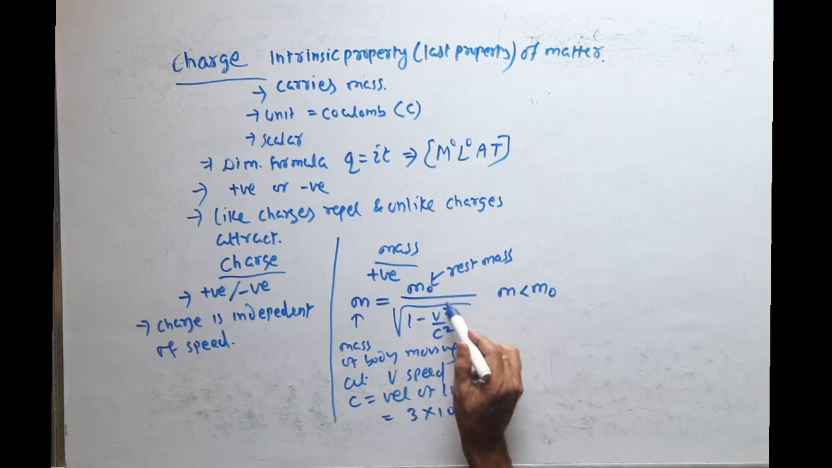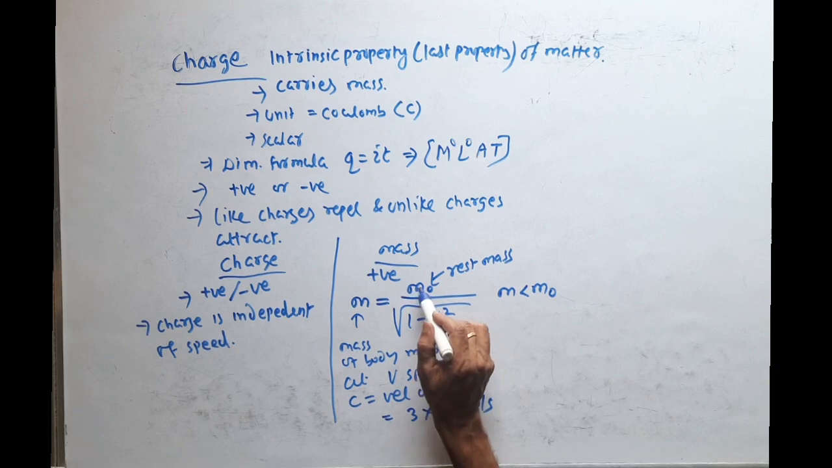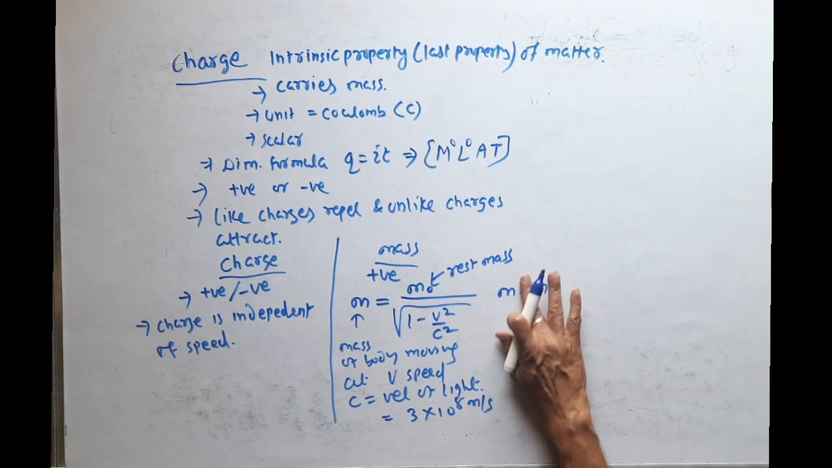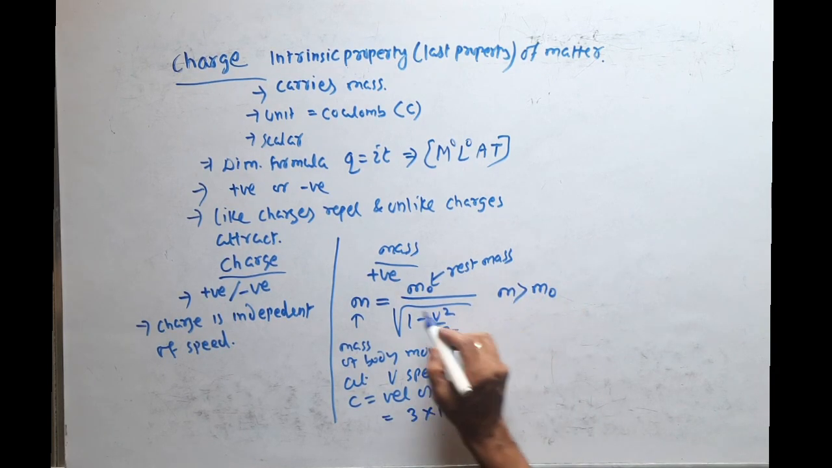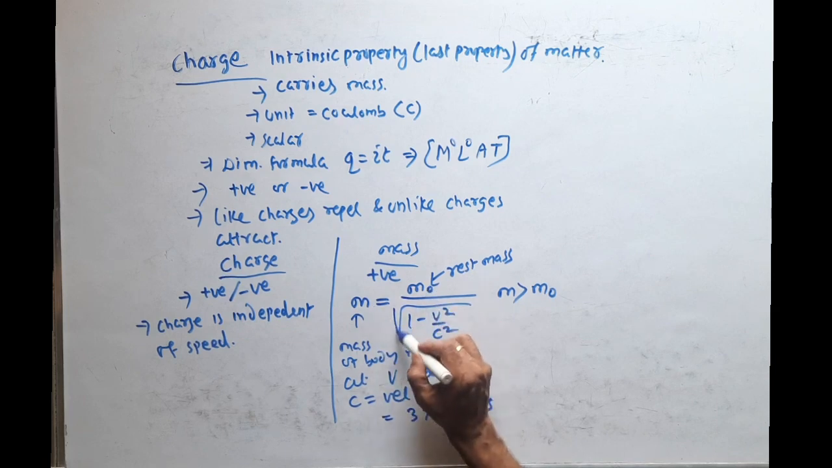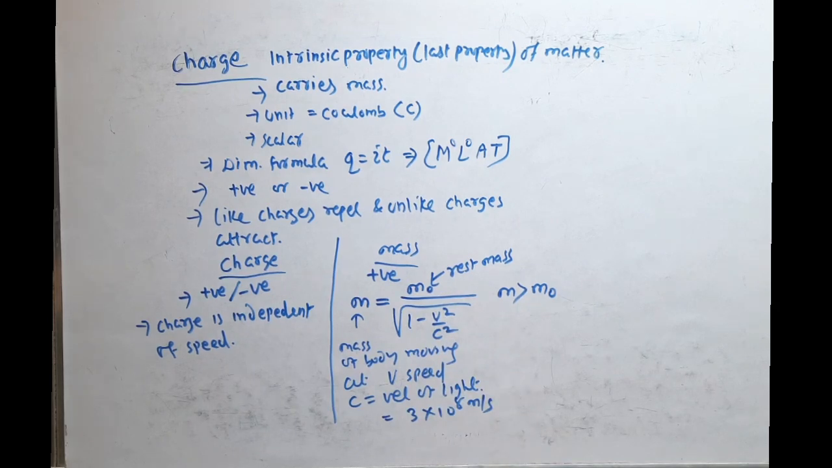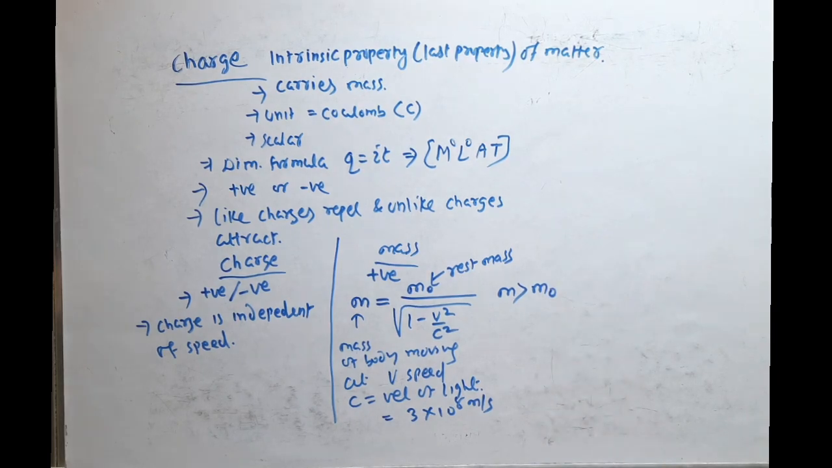If the denominator is less than 1, then m is equal to m naught by less than 1, that is m is less. Sorry. So m is more. So for a moving body, mass increases because m is equal to m naught by this, so the denominator is less than 1. So m is always greater than m naught. So we can say the mass of a moving body is always greater than the mass of a rest body. But charge is independent of the speed. So now we will discuss the various properties of charge.